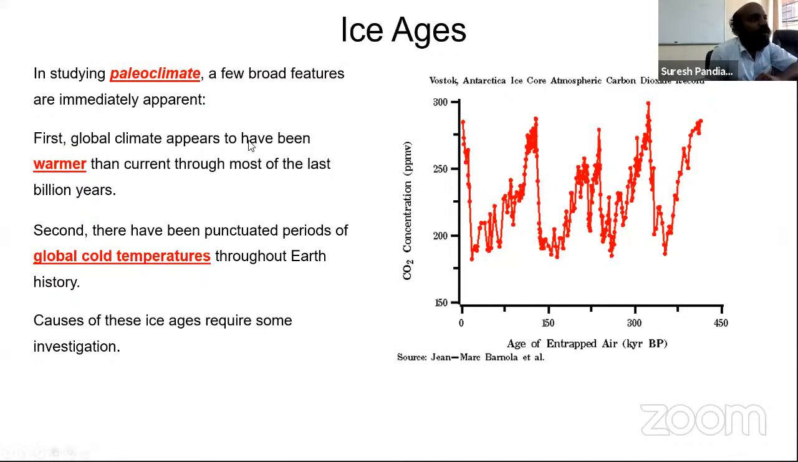Paleoclimatology is the subject where the past history of temperature is studied through geological records. Right? The global climate appears to have been warmer than the current through most of the last billion years. One could easily see the age in years versus the carbon dioxide concentration levels. The levels varied somewhat between, let's say, just above 150, and then never exceeded, let's say, 300 ppm.